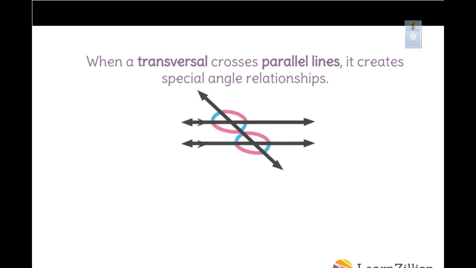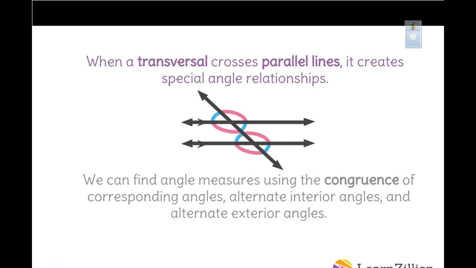When a transversal crosses parallel lines, it creates special angle relationships. We can find angle measures using the congruence of corresponding angles, alternate interior angles, and alternate exterior angles.